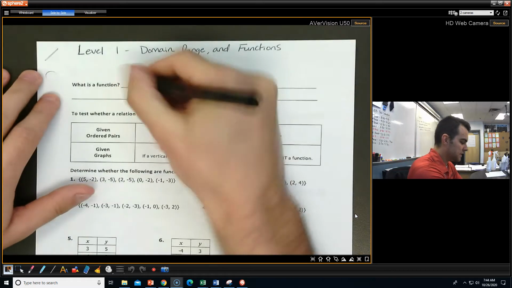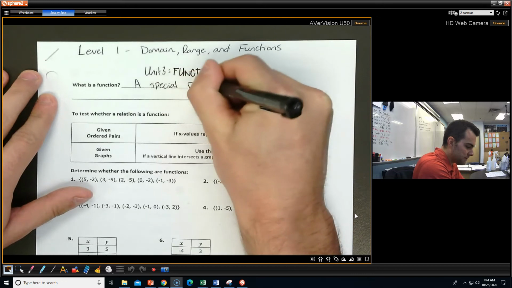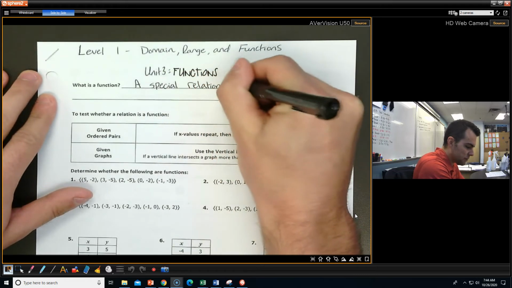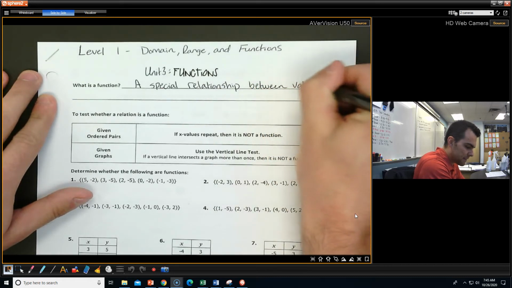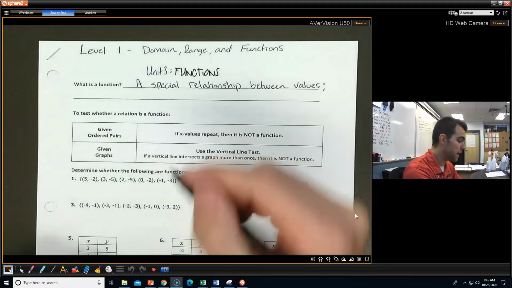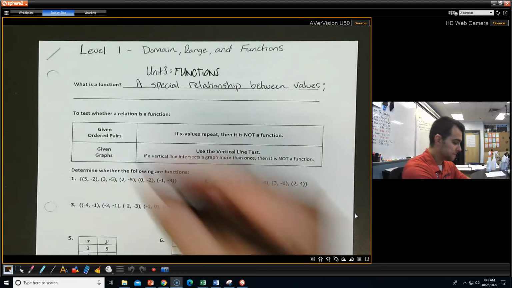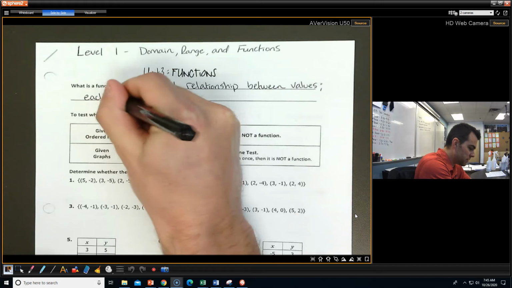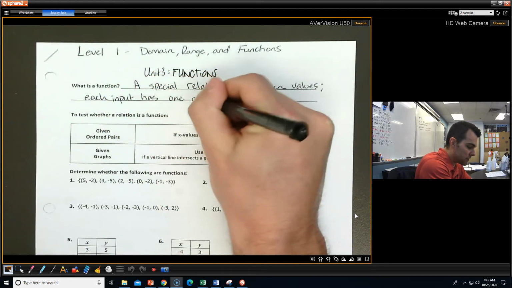Let's write that out. It's a special relationship between values. We're going to put a semicolon. Okay, we're getting a little Englishy on us. Where an input and output are related, but they're related where one input has exactly one output. Each input has one output.